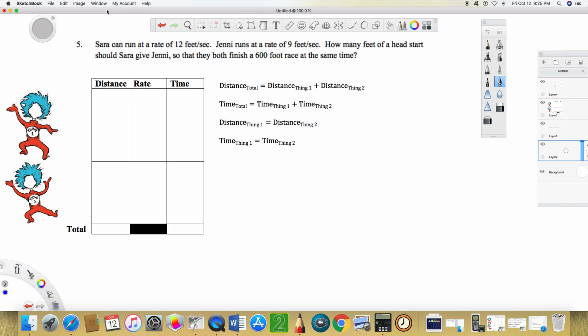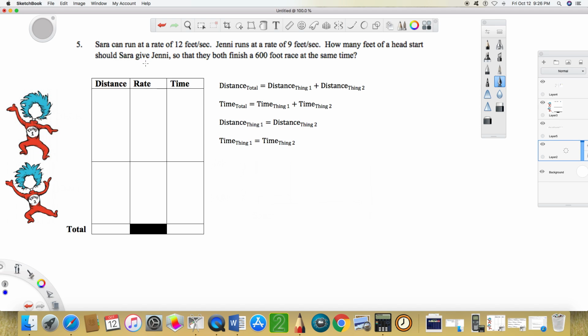Let's take a look here at this problem. I think originally there was a typo in the problem, so read this problem carefully. Sarah can run at a rate of 12 feet per second. Jenny runs at a rate of 9 feet per second. How many feet of a head start should Sarah give Jenny so that they both finish the 600-foot race at the same time? I think it had the names typed in too much, so there was a typo here. But now I think that you should be able to do this.